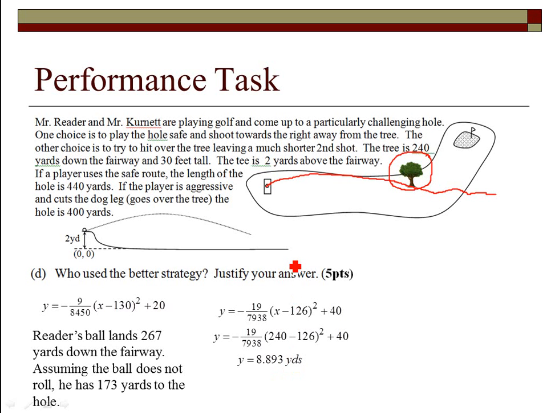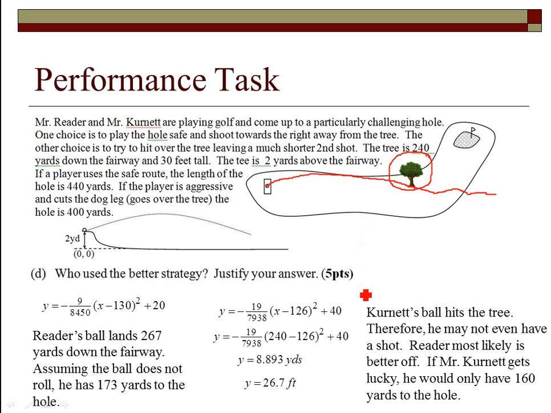The tree is 30 feet tall. Well, in feet, the ball's height when it gets to the tree is 26.7 feet. That is not as tall as the tree. So Mr. Knuett's ball is going to hit the tree. So Knuett's ball hits the tree, therefore, he may not even get a shot. He can get something where it bounces off the tree, it may be sitting right behind it, he may not have a shot at all. So most likely Reader's going to be better off. He would have used a better strategy.